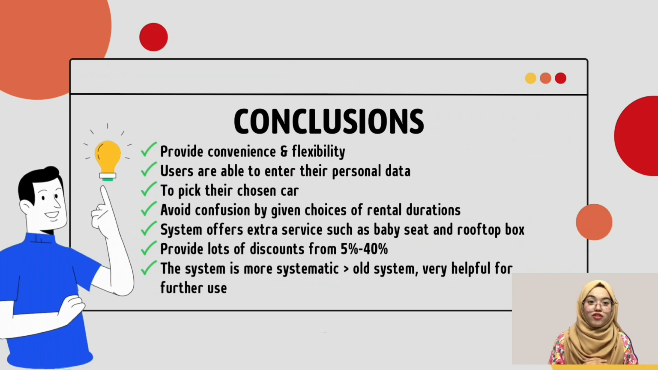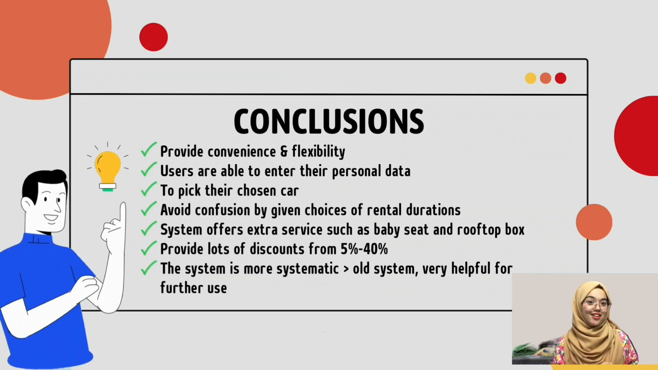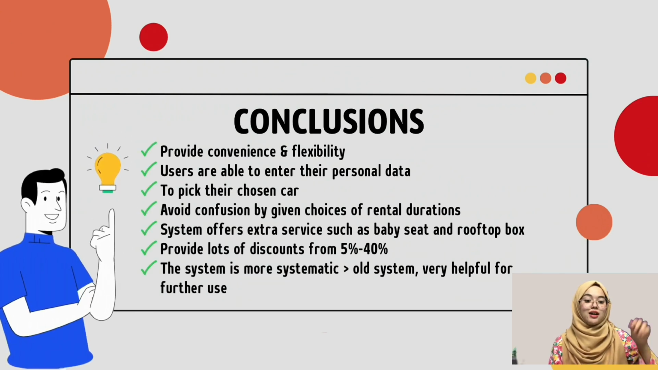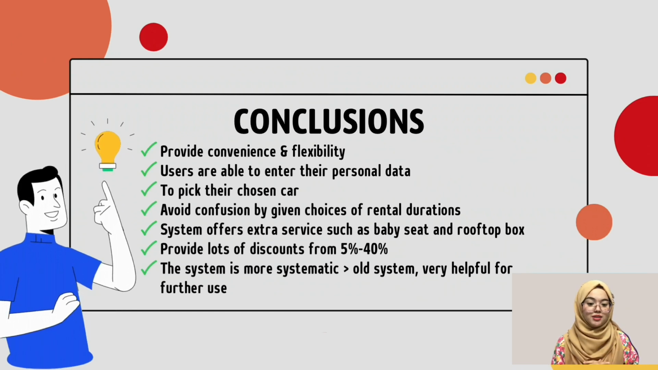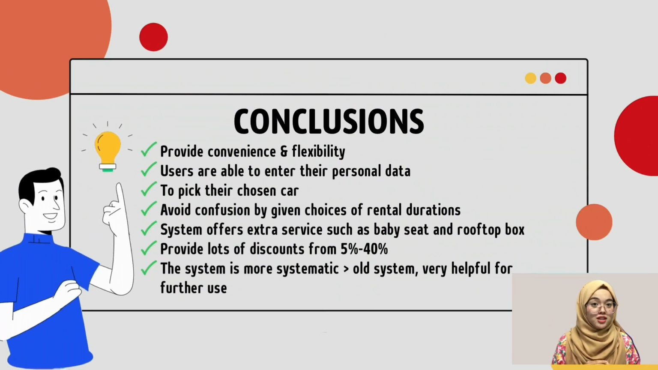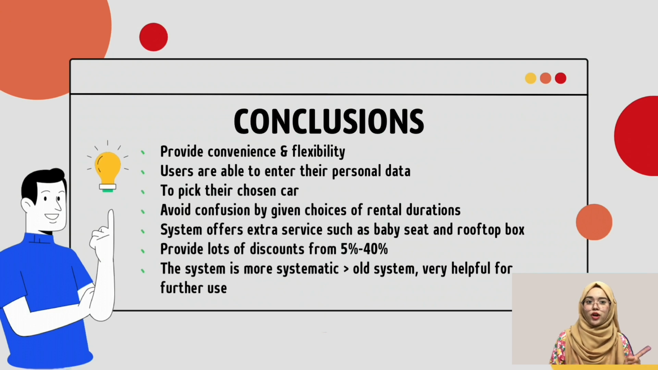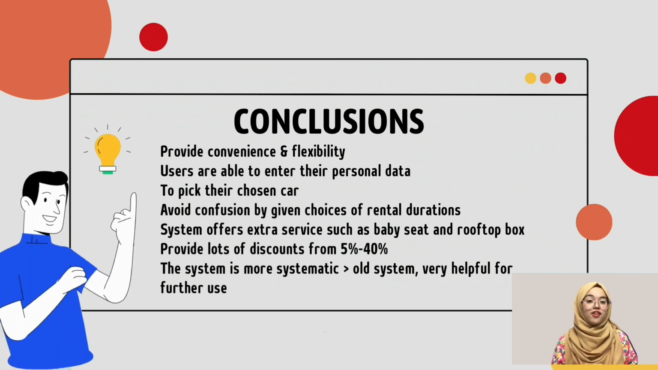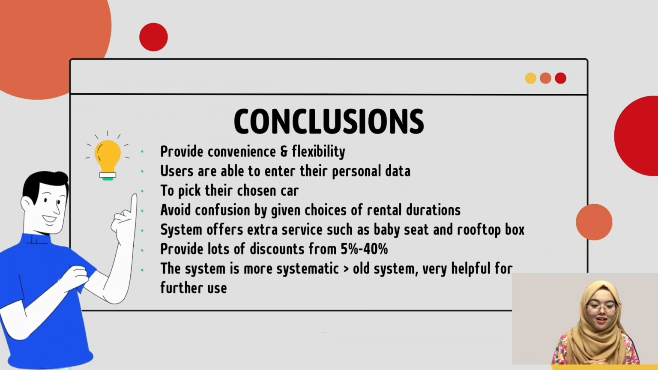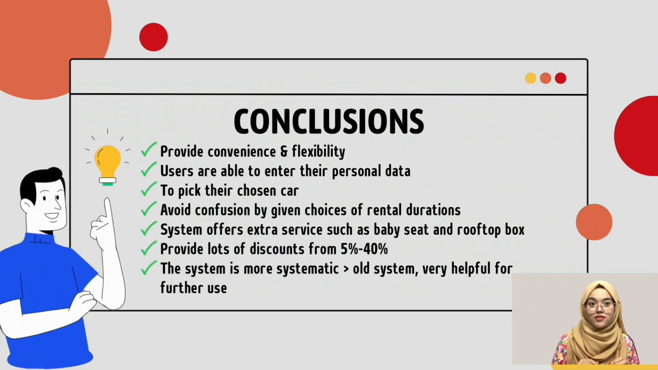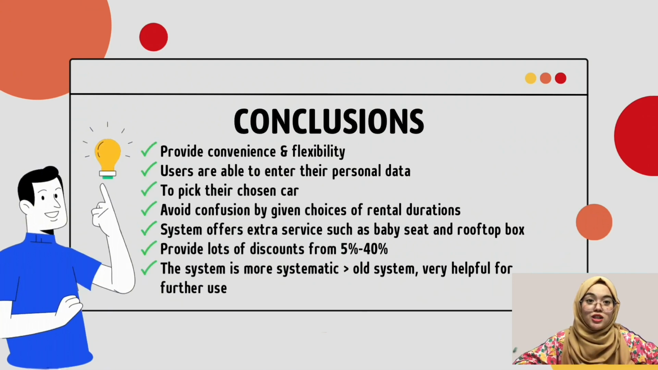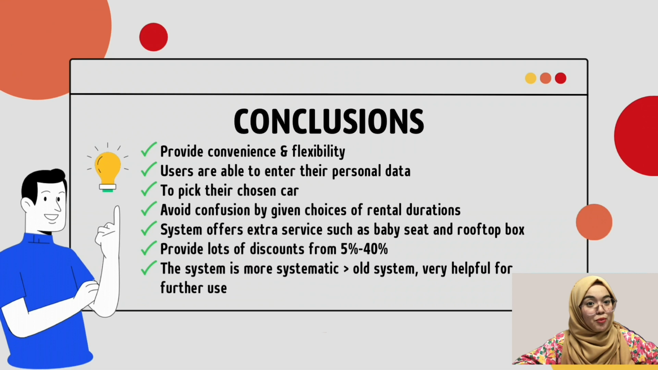We have come to the end of the presentation about our Drivezy car rental system. So, we can conclude that we successfully provide convenience and flexibility to our customers because users can easily enter their personal data and pick their chosen car without any problems. We are also able to avoid confusion by giving choices of rental duration for the user to choose how many days, hours or weeks they want to rent their car. And the system also offers extra services such as the baby seat and the rooftop car box. And our system offers lots of discounts, as low as 5% up to 40%.